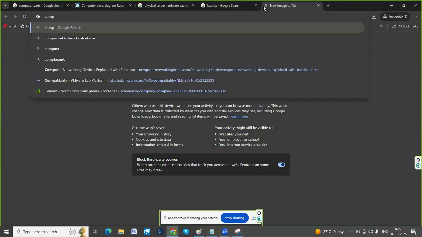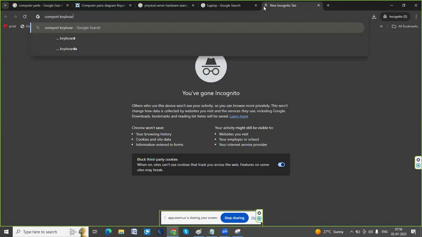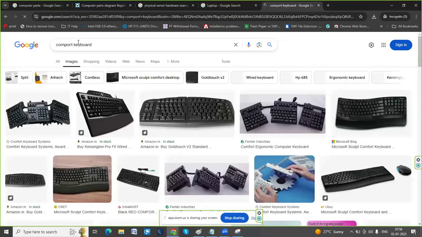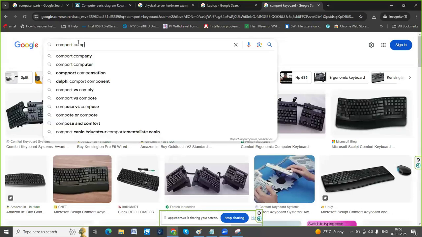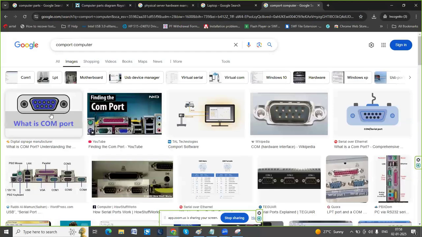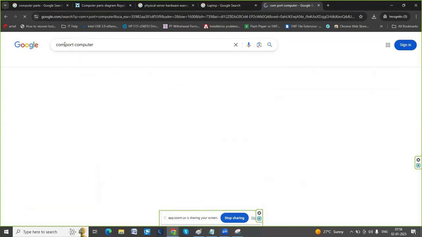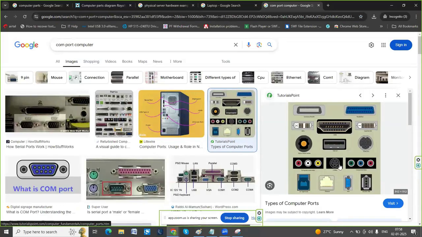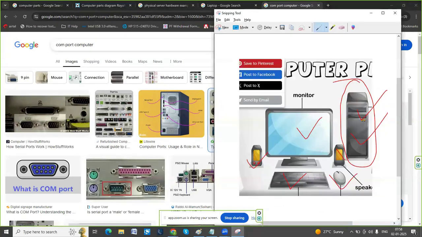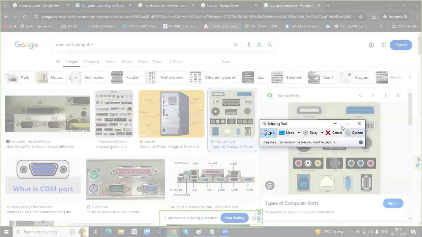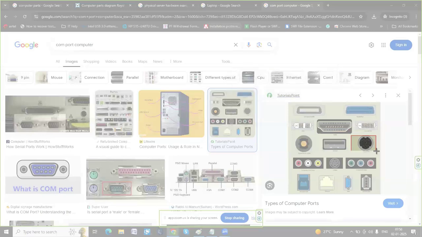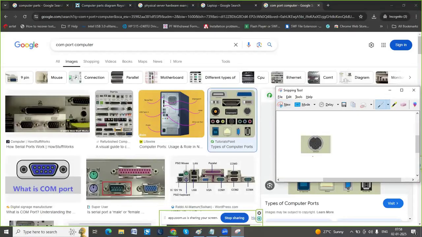COM port keyboard. How does it look? This is like a round picture. This is the COM port. Do you find the round circle here? This comes under the keyboard part. You can say serial port. I'll draw it in this picture, let me know if you are able to see it. This is called the COM port, or you can say serial port.